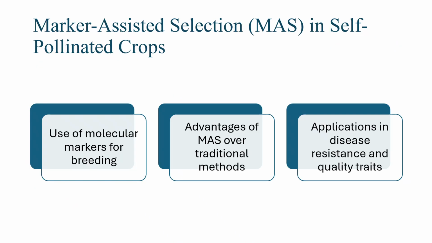Molecular markers help identify and track desirable genes in plants for precise breeding. Marker-assisted selection, or MAS, accelerates breeding by enabling early selection and reducing reliance on phenotypic evaluation, and it is effectively used to develop plants with improved disease resistance and enhanced quality traits.